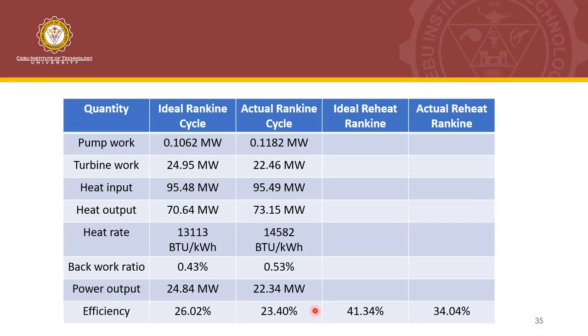And now that we use the reheat Rankine cycle, you can observe that by using the effect of increased boiler pressure, there is also an increase in the thermal efficiency, especially with the ideal reheat Rankine, that is 41.34%. On the other hand, if we consider the irreversibilities, the heat loss and the frictional losses in the pumps and the turbines, we can observe a sudden drop in the thermal efficiency of the actual reheat Rankine, that is 34.04%. So take note that our objective is to produce more power, and at the same time to produce more power at a higher efficiency. I hope that you learned something from this presentation.